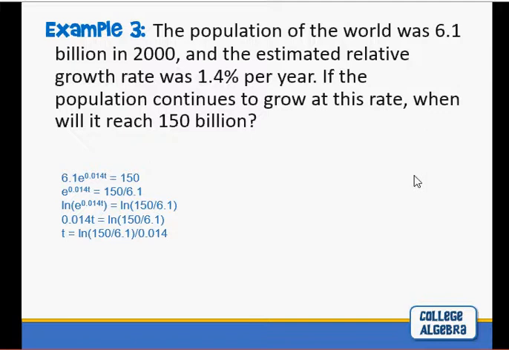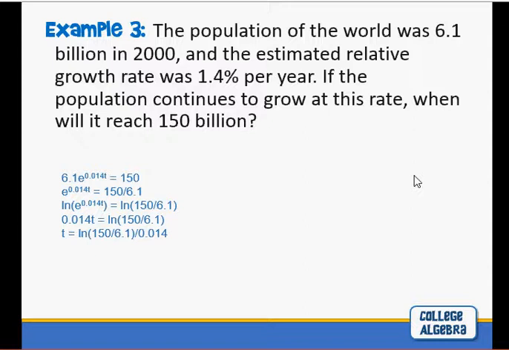So this is similar to our continuous compound interest problems. We solve a lot of problems that look like this with exponential growth. You divide both sides by that initial value. You get 150 divided by 6.1. I always like to wait and punch everything in the calculator at the end so I don't get any round-off error. But you take the natural log of both sides, and again, that's one reason we use e. Natural log and e just wipe each other out, and you just get 0.014t on the left-hand side.